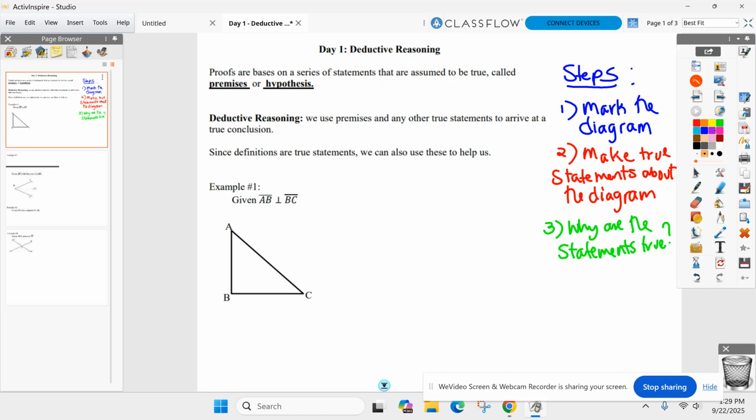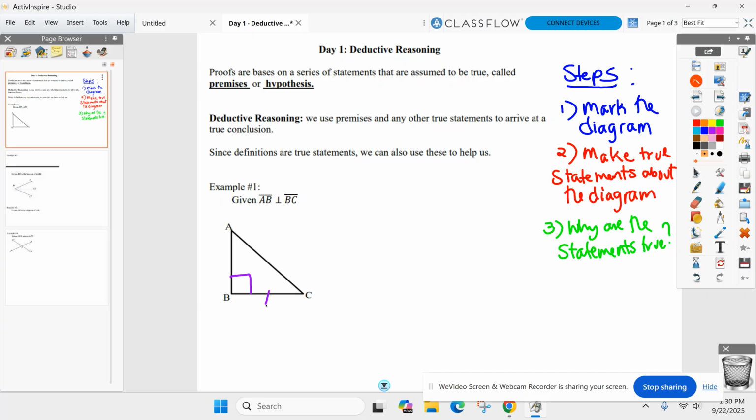Now, I need to know it now. Perpendicular, what are we thinking? 90 degrees. That brings me to the box we should be able to put on our triangle right now. That is number 1. Mark the diagram. I can't put hash marks, I can't put arc marks, but because I know what that symbol is and what it means, we can do that. So that's the first thing I want you to do today. Mark your diagram with what's true.